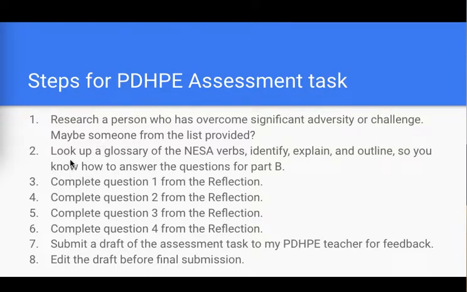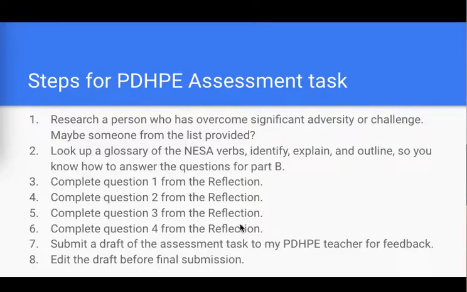Then, when you have finished completing the research, my suggestion is that you look up a glossary of the NESA verbs. Identify, explain, and outline, which are all the ones in your assessment task, so you know how to answer the questions for part B more effectively. You need to know how to identify, how to explain, and how to outline. Once you've done that and you've got the glossary and NESA verbs next to you and the definitions of those verbs, I suggest that you go and complete question 1 from the reflection. The next step, complete question 2, then question 3, then question 4.